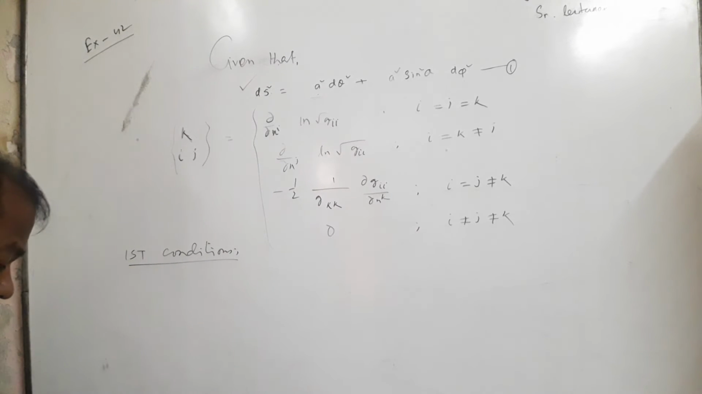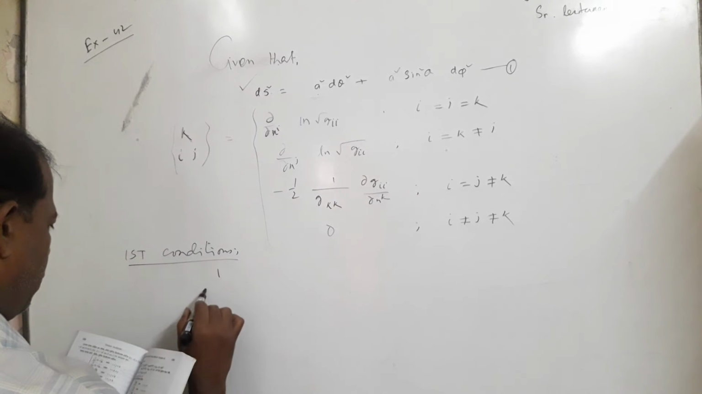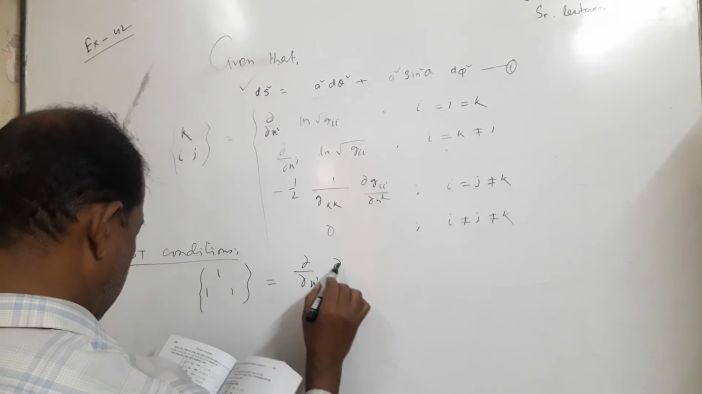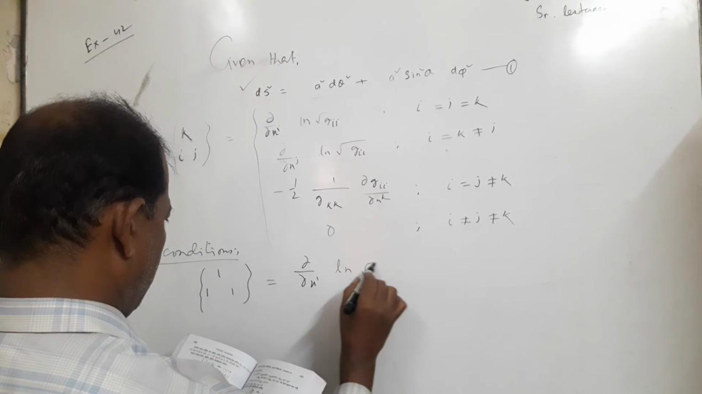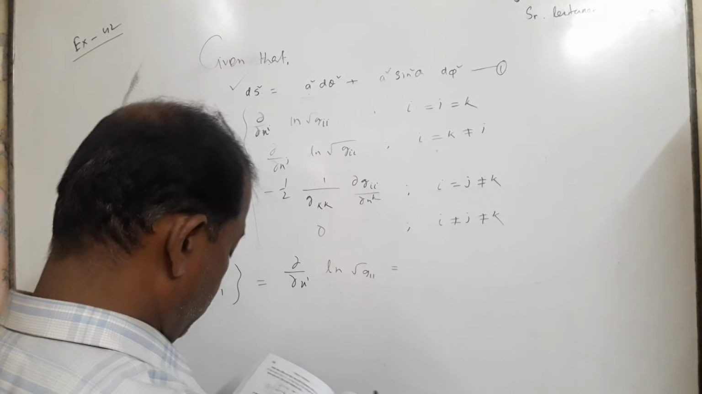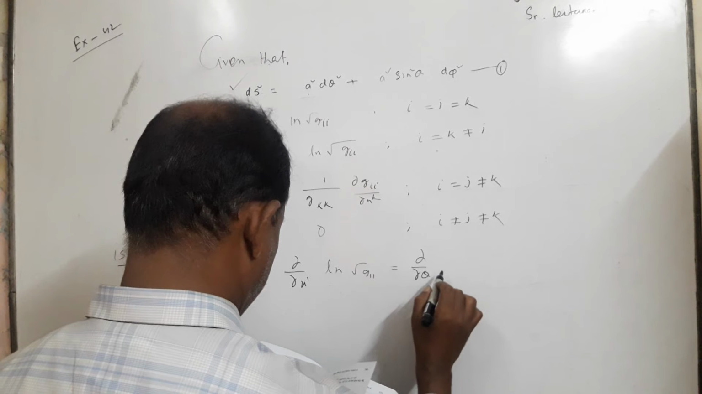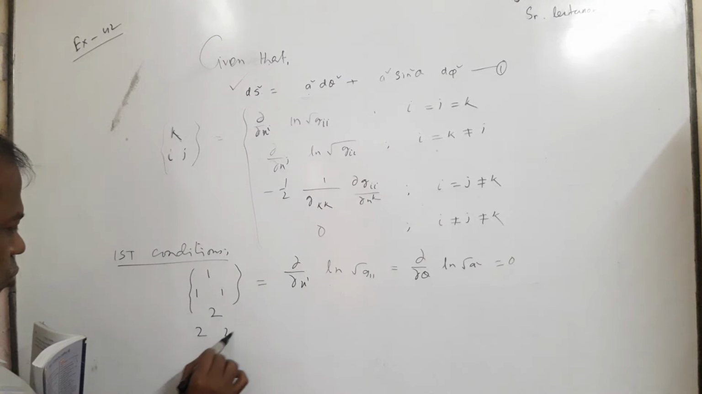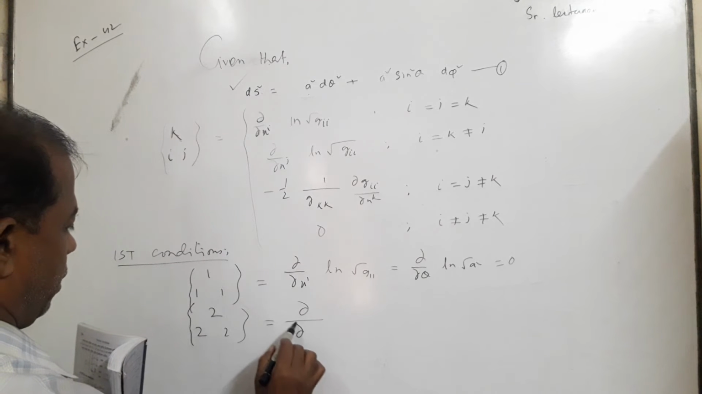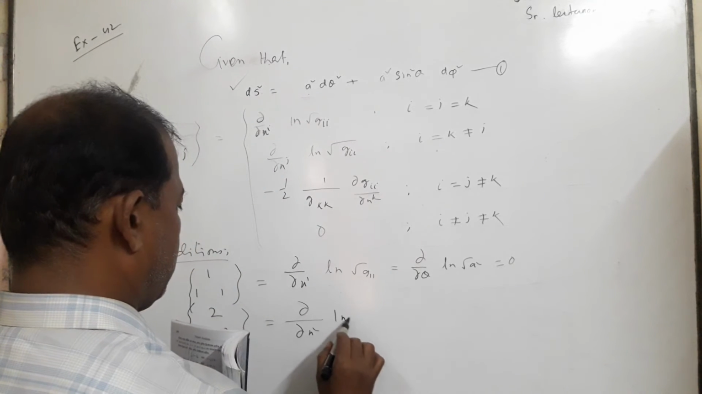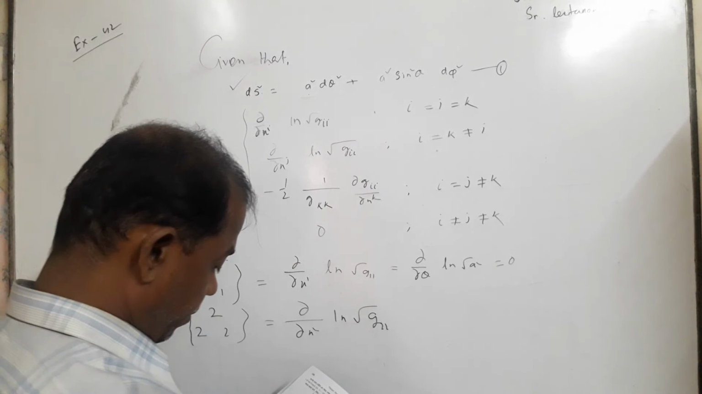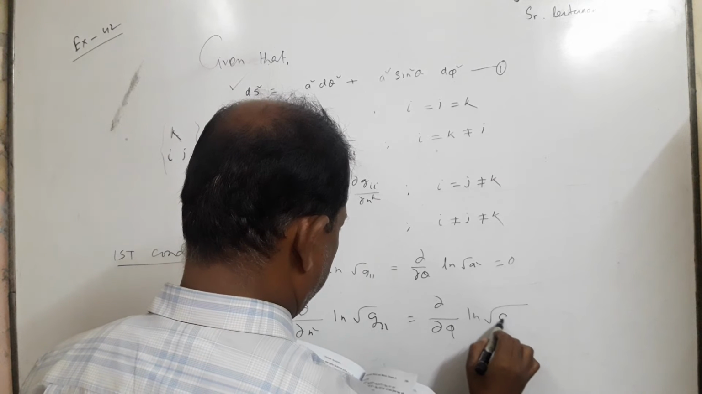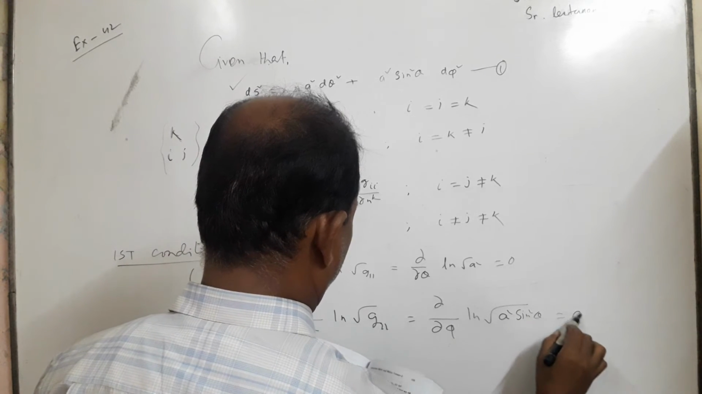We have to write now in the khata. So Γ^1_{11} is also ∂/∂x^1 of log root g_{11}, equal to ∂/∂θ of log root a², which is 0, and likewise Γ^2_{22} equals ∂/∂x^2 of log root g_{22}, equal to ∂/∂φ of log of root a² sin²θ, equal to 0.